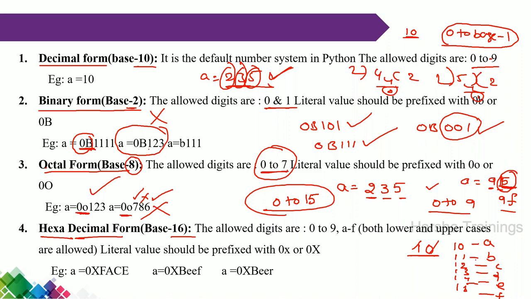Here, the letters A to F can be in either uppercase or lowercase. They are differentiated based on the prefix: every hexadecimal number is prefixed with 0x or 0X. If prefixed with 0 small x, the letters are in lowercase. If prefixed with 0 capital X, they are in uppercase. That is the output. 0xFACE is okay. 0xBEEF, this is okay. 0xBEER, this is invalid. Okay. These are the different types of integer numbers.